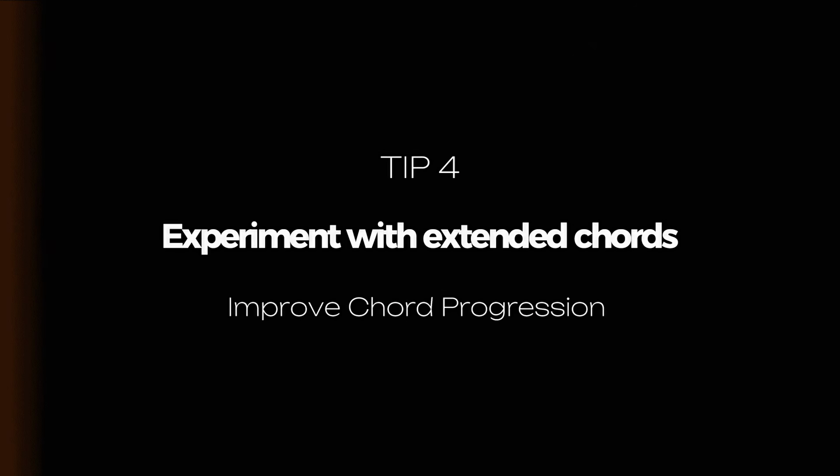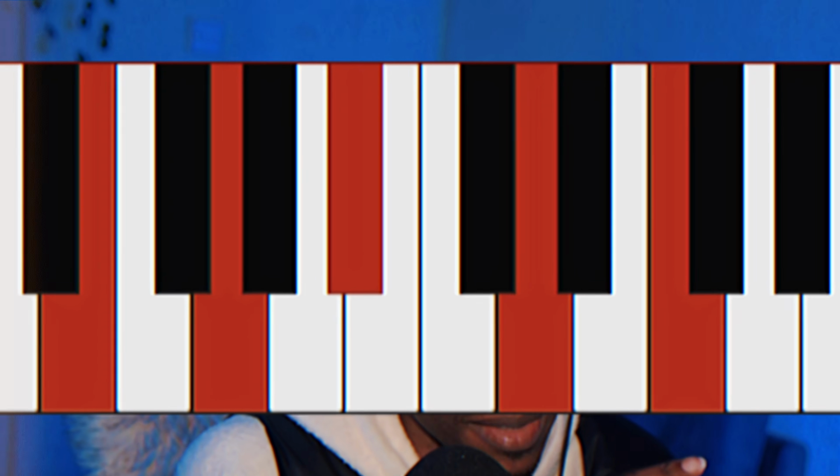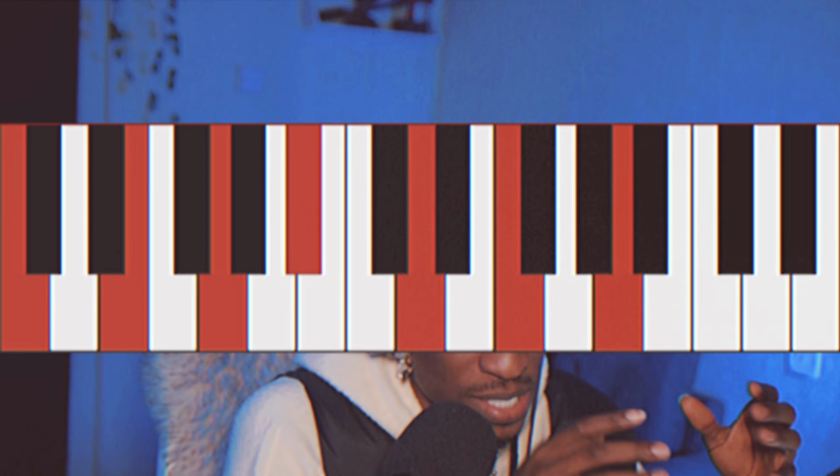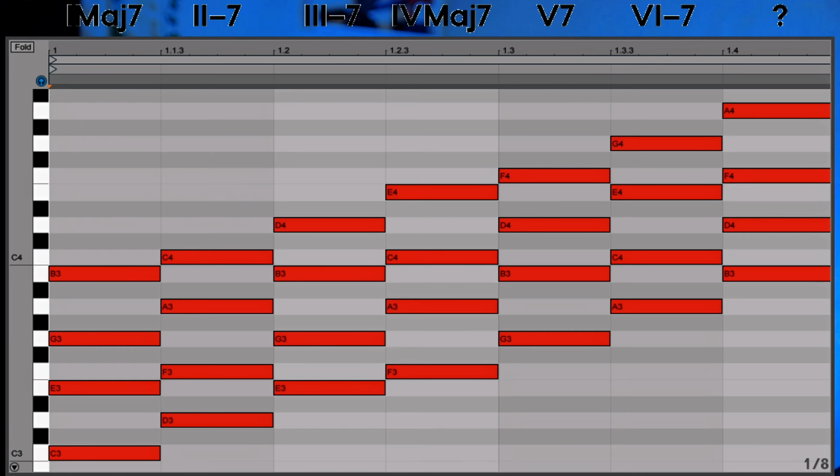The fourth tip to bring your chord progressions to life is to experiment with extended chords. Go beyond triads and sevenths. Incorporate extended chords, 9th, 11th, 13th. Add augmented, diminished, suspended chords to add complexity and freshness. There's a whole lot of musical things going on there.